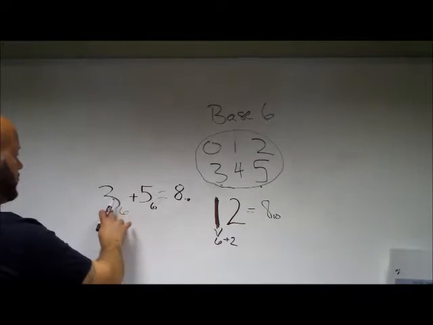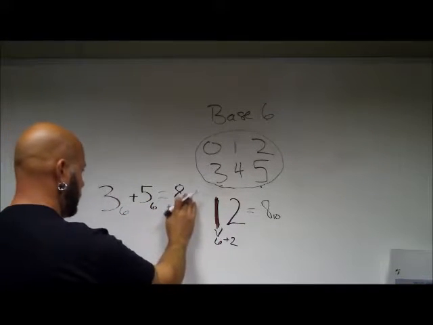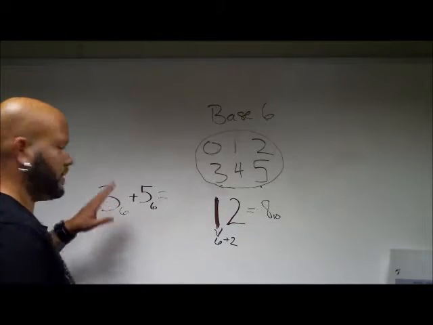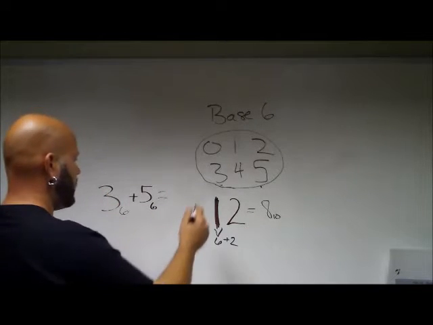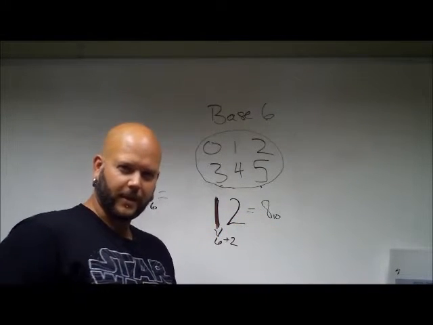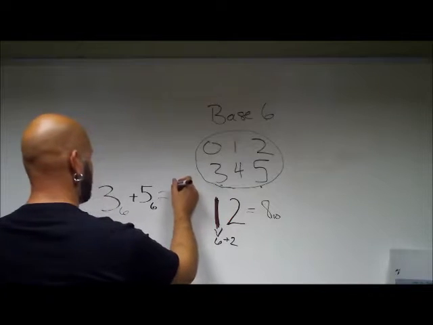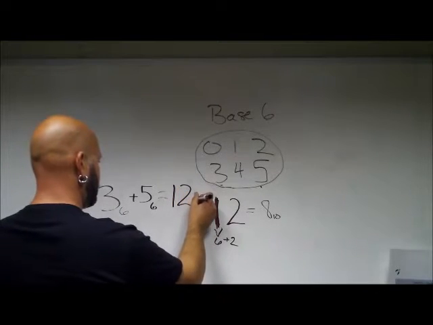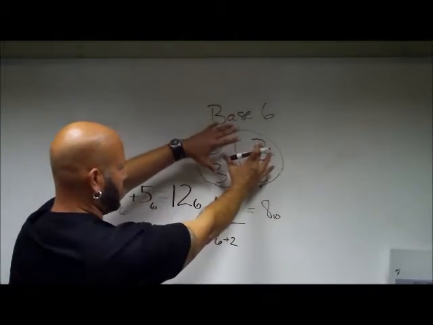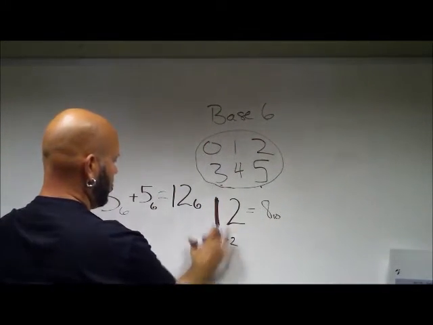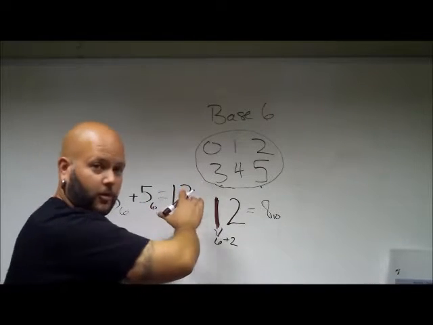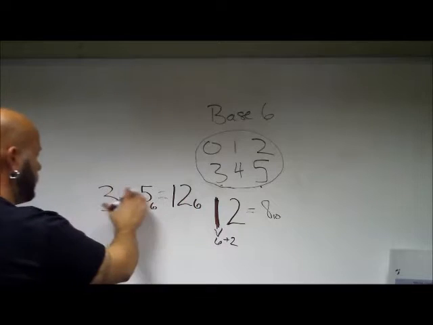So the answer to this problem in base 6 is going to be written as 1, 2, not 12, that's the base 10 way of doing it. Because this means one block of 6 digits. So this line represents 6 with 2 remaining for a total of 8.